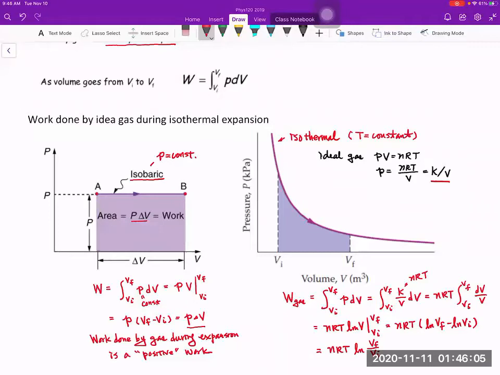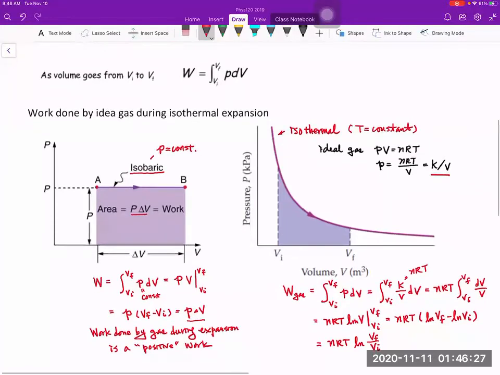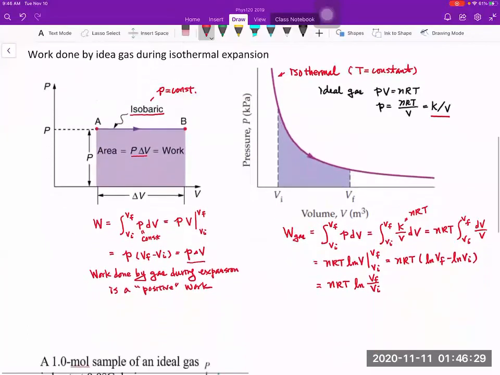So this one simply gives us, if you have a gas and you do the work in this isothermal process, this work done by the gas is equal to mRT times the natural log of the final volume divided by the initial volume. And that's how we did this from the thermodynamics and from the calculus.